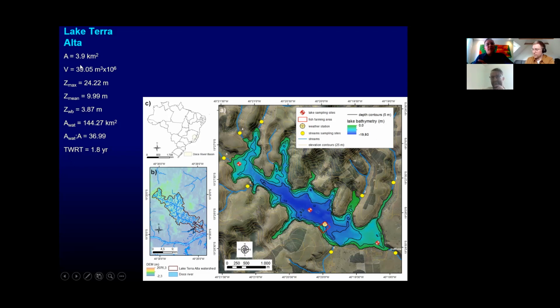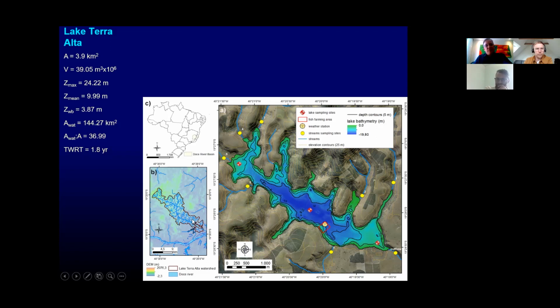Terra Alta is a smaller lake, 3.9 square kilometers, with a volume of 39 million cubic meters, a maximum depth of 24 meters, mean depth 9.9, and the depth of wave base, 3.8. The wave base means the depth of the lake that is influenced by wind turbulence and can separate shallow areas where sediment resuspension can happen from deeper areas. So it's a quite interesting morphometric parameter. The watershed of the lake is 144 square kilometers.